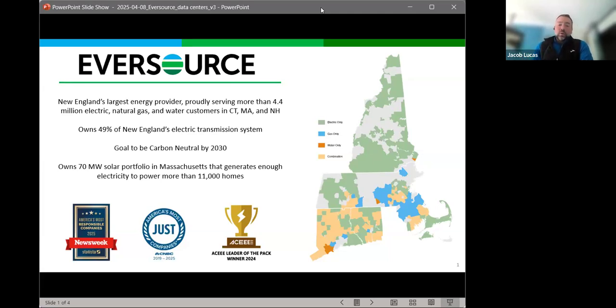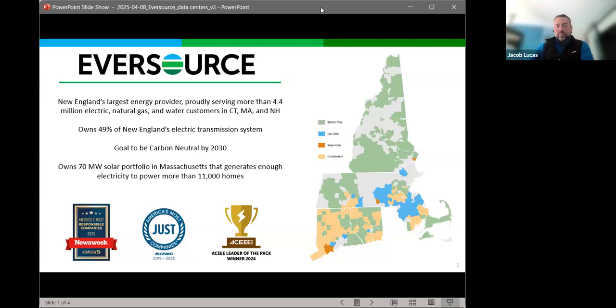Eversource does have its own goal to be carbon neutral by 2030. And this last bullet here on this slide, our states in New England have had some legislation that has allowed us to build and own and operate generation, because of preferred resources, right? And so we're kind of coming full circle here. Obviously, New England deregulated way back, and so we have not been in the generation business.